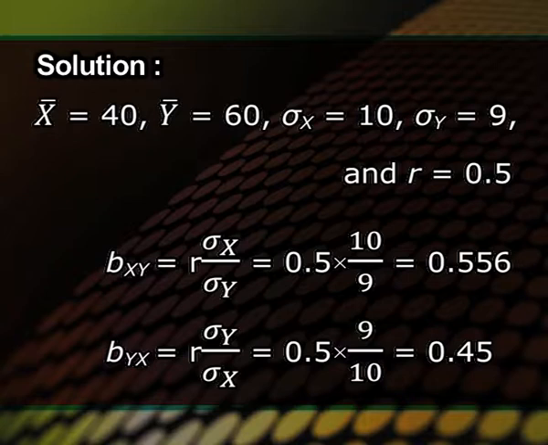By the formula Bxy equals r times sigma x by sigma y, we put in the values. We have 0.5 times 10 by 9, which gives us 0.556. Similarly, we calculate Byx using the formula r times sigma y by sigma x, which is 0.5 times 9 by 10, giving us 0.45.